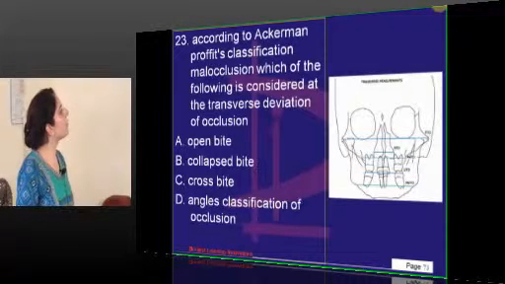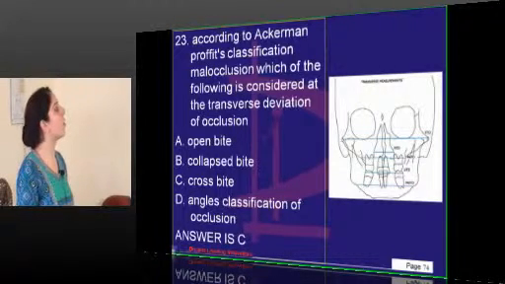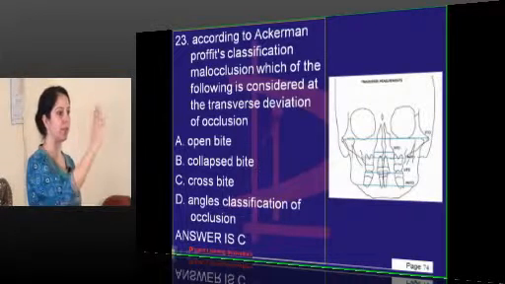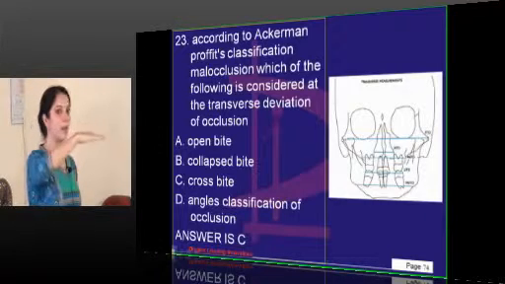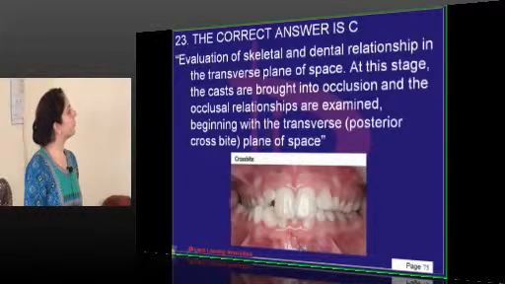According to Ackerman Proffit's classification of malocclusion, which of the following is considered the transverse deviation of occlusion? It is called crossbite. Now, when you take an anterior posterior plane, it is like this. When you take a horizontal plane, it is like this, and this is the transverse plane. So the answer is crossbite.